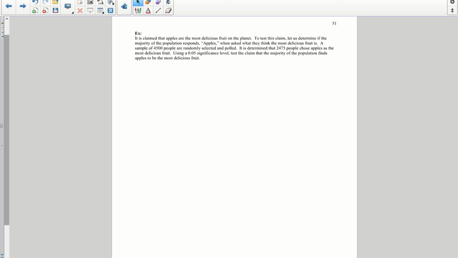All right. To test the claim, let us determine if the majority, keyword, majority of the population responds apples when asked what they think the most delicious fruit is. A sample of 4,500 people are selected and polled randomly. It is determined that 2,475 people chose apples as the most delicious fruit. Using a 0.05 significance level, test the claim that the majority of the population finds apples to be the most delicious fruit.